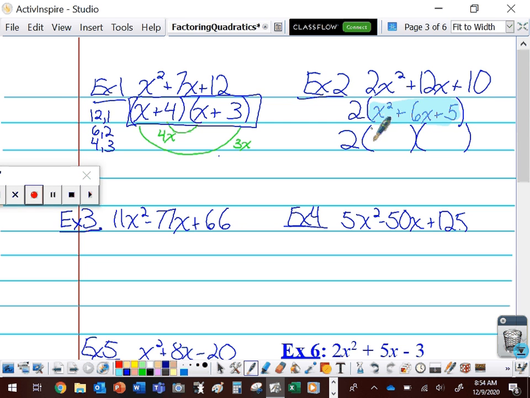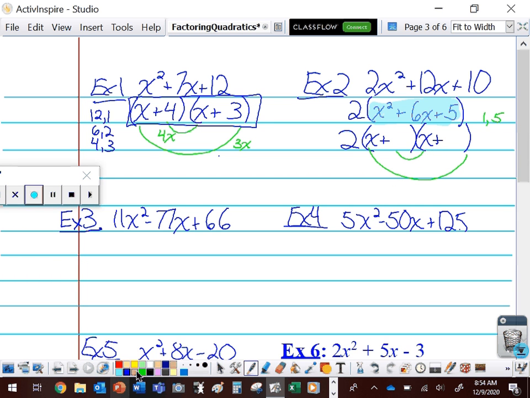So in order to get x squared, I know that I have to use x and x. My C term is positive, so I know both of these factors are going to be the same sign as bx, which this time is plus. I know that my numbers need to multiply to give me 5, so I really only have one option here. I've got 1 and 5.